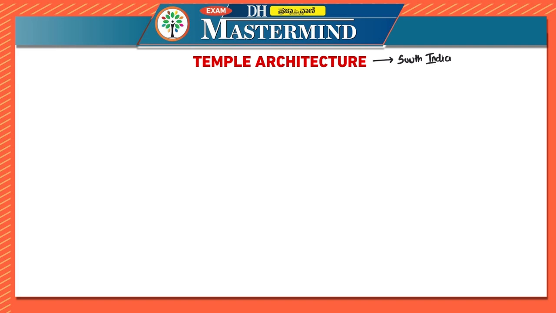But initially, we are discussing about the smaller details, which is the basics of the temple architecture. In case of temple architecture in South India, there are four styles which were developed. First one is Dravidian architecture. The second one is Vesara style. The third one is Nayaka. And the fourth one is Vijayanagara architecture.